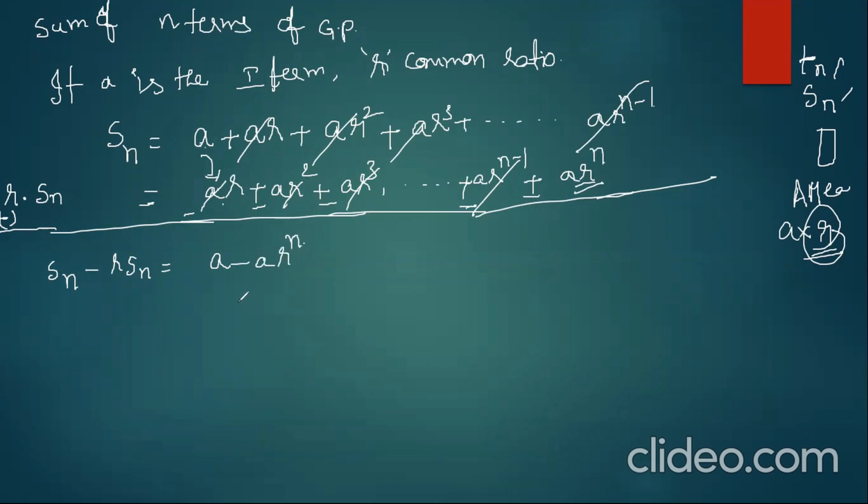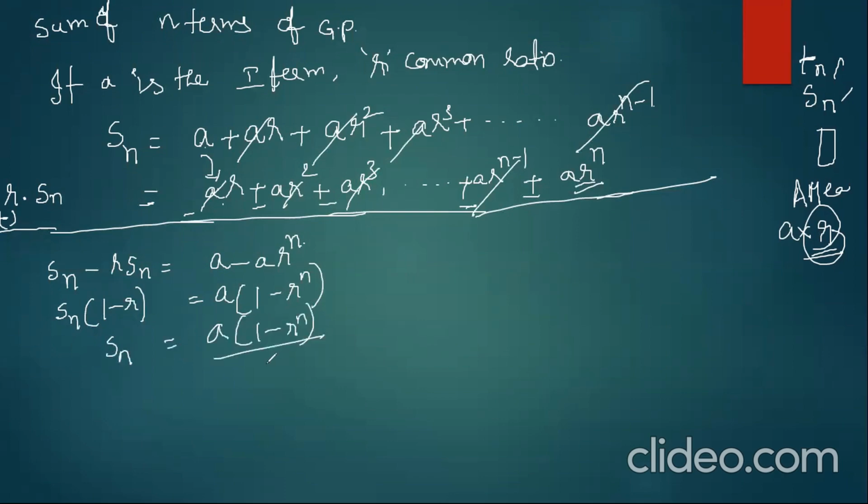Am I right? Next, I take Sn as common here: Sn into 1 minus R, which is equal to A into 1 minus R to the power of n, where A is common. Now, what it becomes? Sn is equal to A into 1 minus R to the power of n by 1 minus R. This is the sum to n terms of a GP.